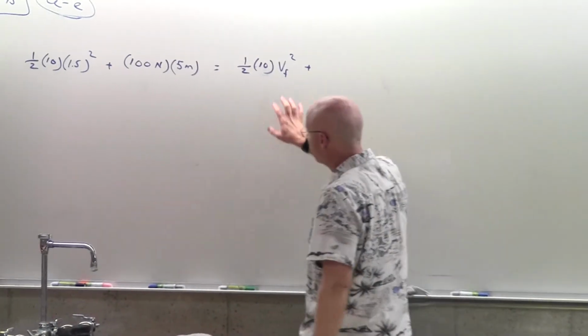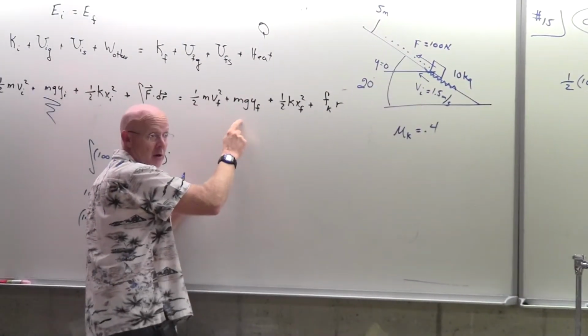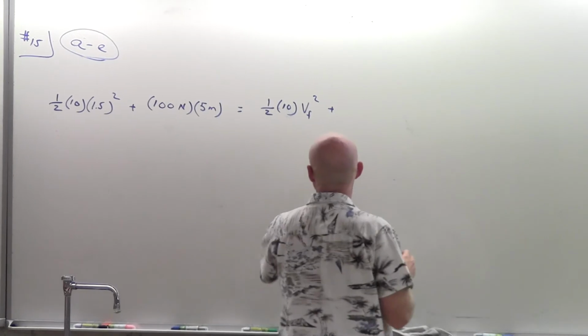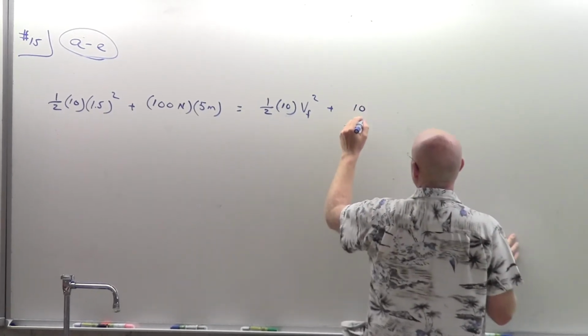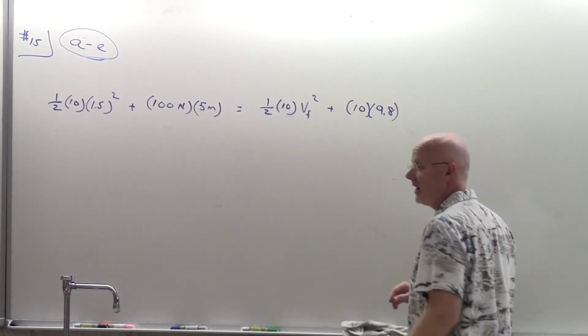So there is really the main term of the equation. This is a fun one here. What is the gravitational potential energy? Well, its mass is 10. g is 9.8. What is its final position?